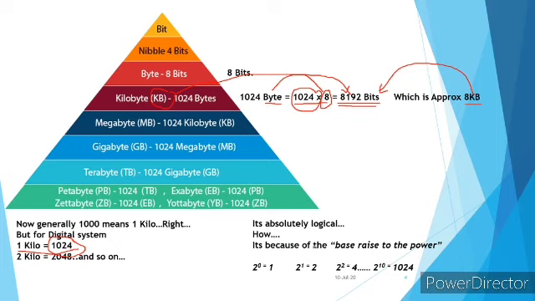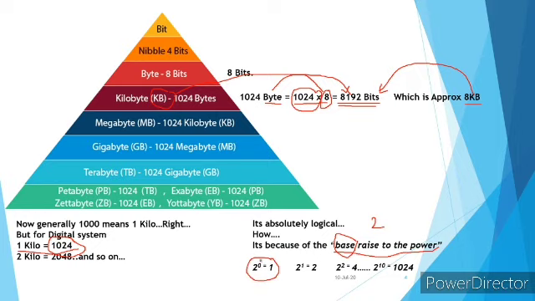This is absolutely logical. Now, how? It's because of the base raised to the power. Now, what is the base of binary? It is 2, right? So 2 raised to 0 is 1.